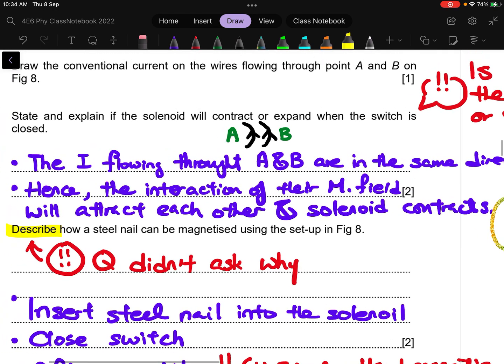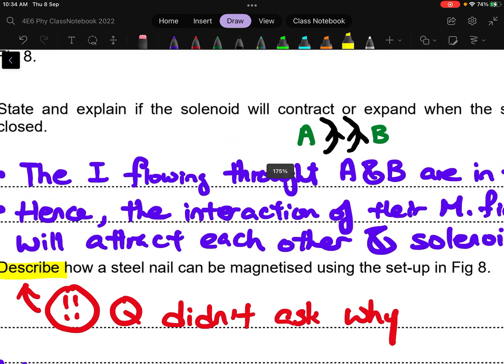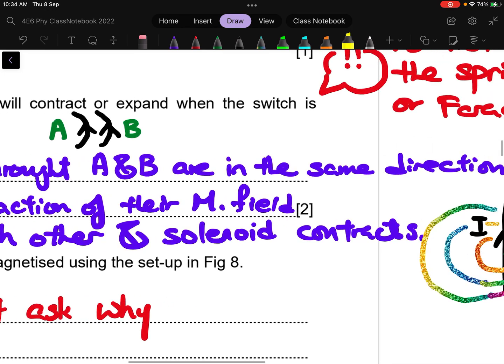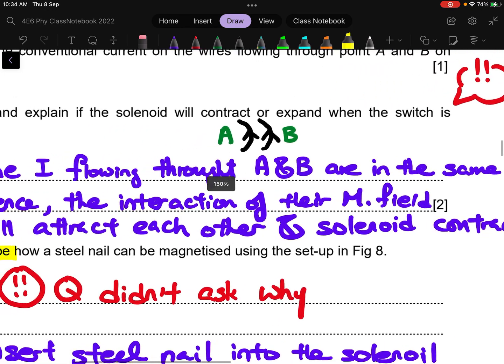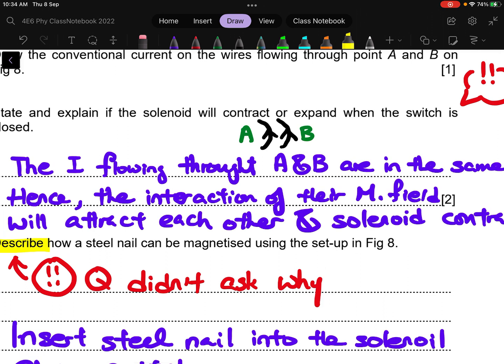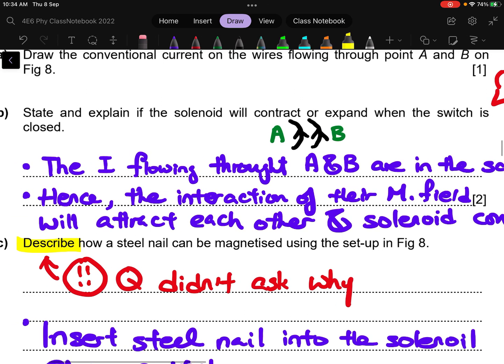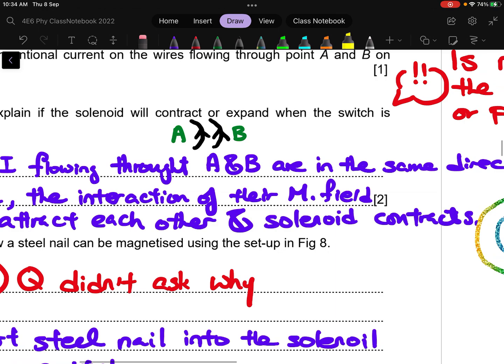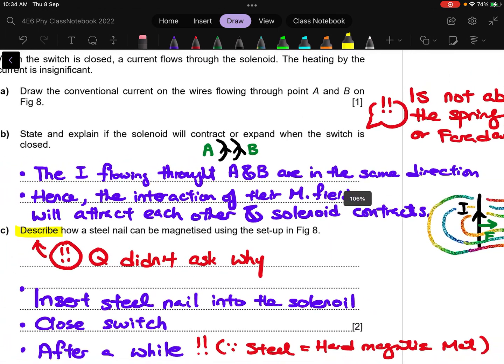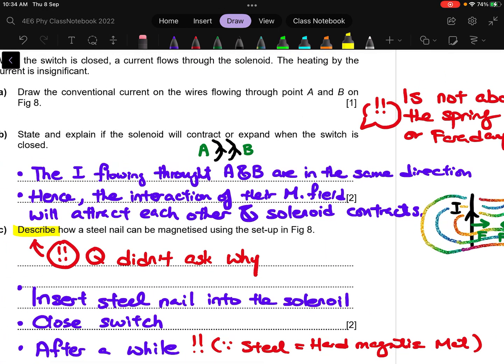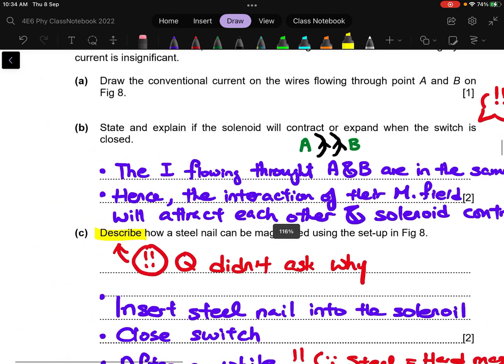In the explanation, you need to tell me that first, you notice that there's a current flowing through A and B in the same direction. When you have current flowing through A and B in the same direction, magnetic fields will be generated, and due to the interaction of these magnetic fields, an attractive force will be induced, and they will therefore attract each other. So the answer is here. For those of you who are watching this video through YouTube, you can always go to my OneNote, and you will see the full answer over there.